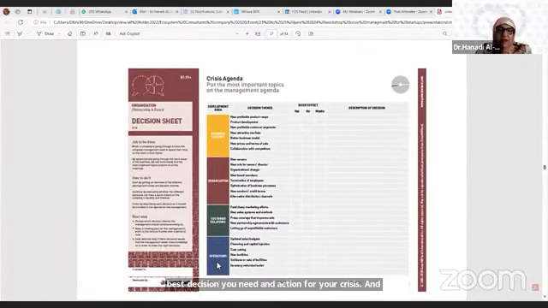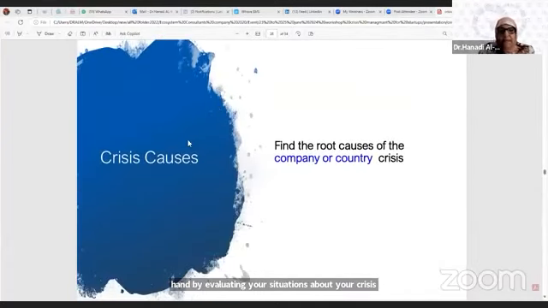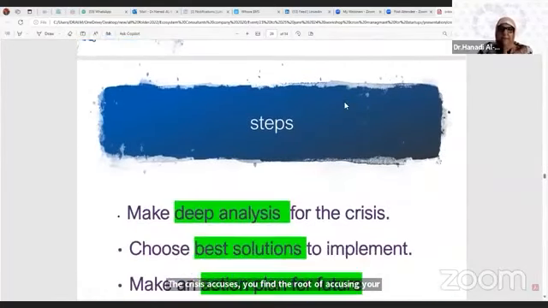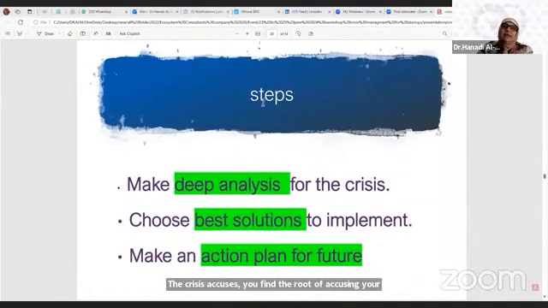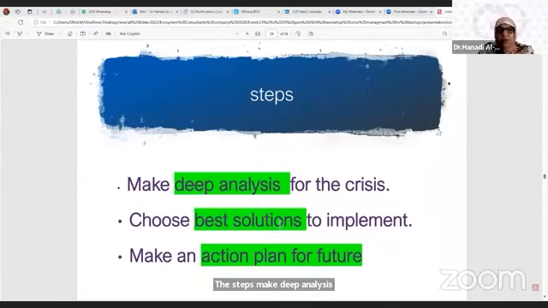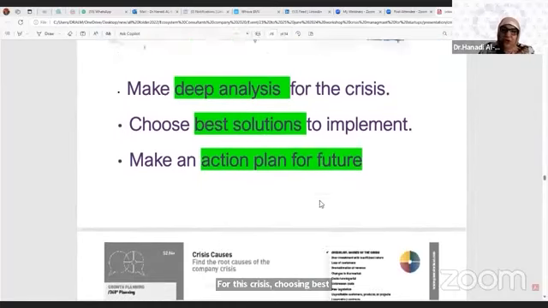We have here the 4 challenging areas, and in each challenging area, we have around 5 focus areas, and then you will write this by hand, evaluating your situation about your crisis agenda. The crisis causes: you find the root of who is causing the problem or crisis for your company or the country. The steps: make a deep analysis of this crisis, choose the best solution, and make an action plan for the future.